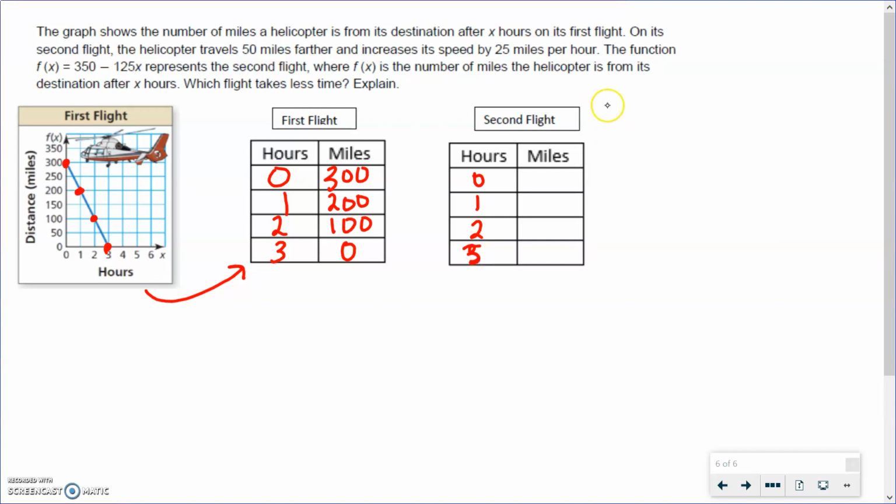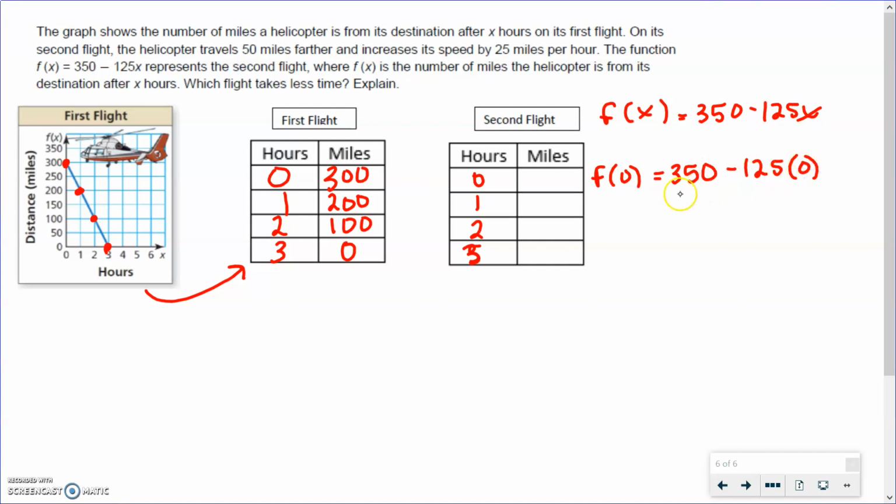So what we're going to do is use that function f of x equals 350 minus 125x, except this time we're going to plug in the hours as our x. So we're going to first figure out f of 0. So the first value is going to be 125 times 0 instead of the x. 350 minus 0 is going to be 350. That means the second flight starts out farther away. It starts out 350 miles away.